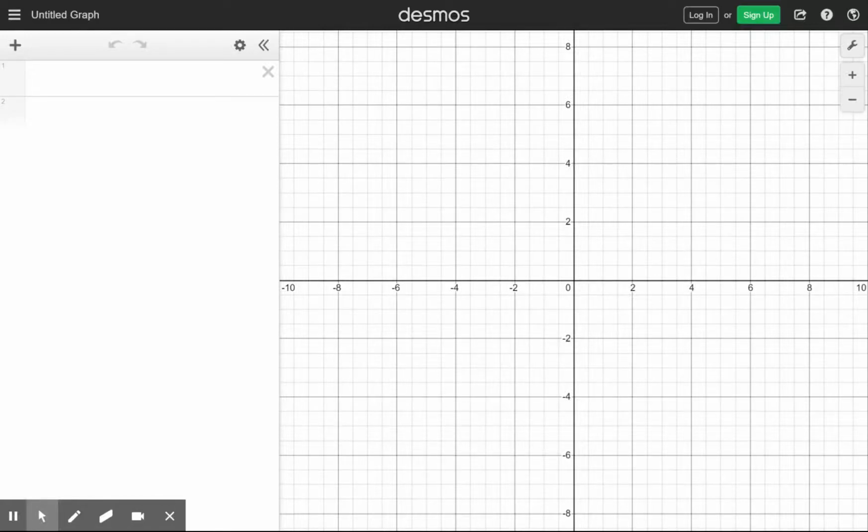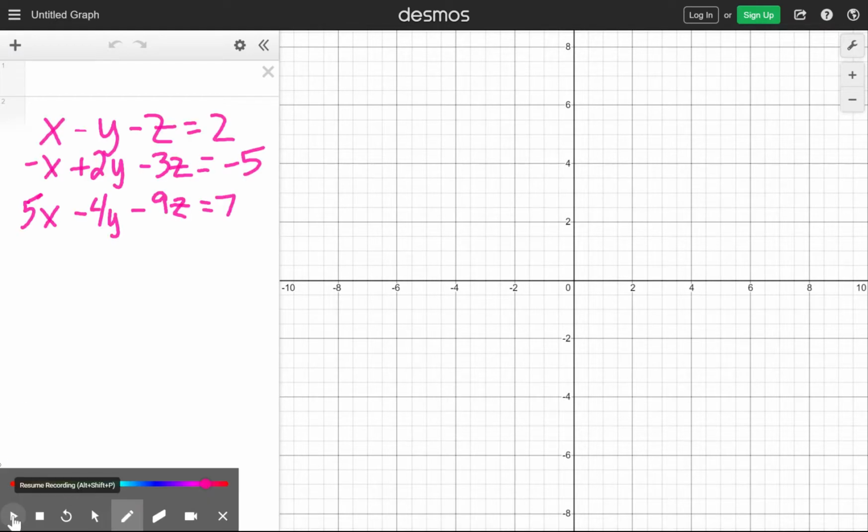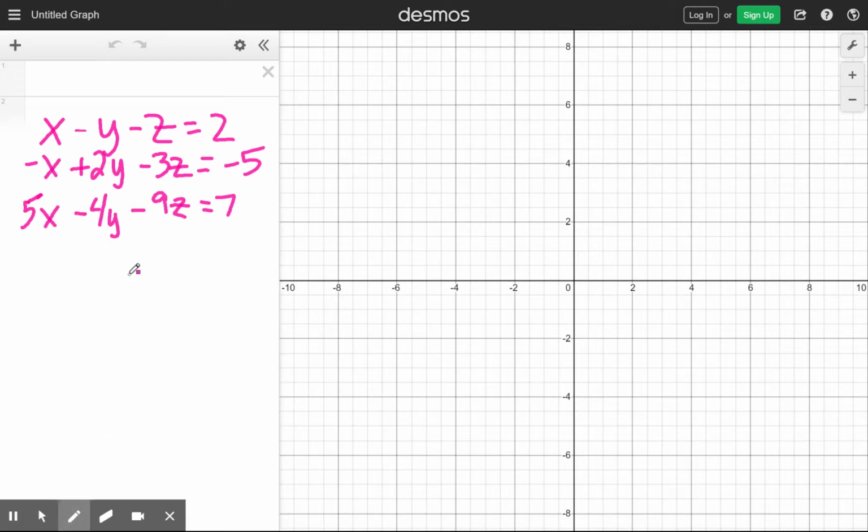Hi, in this video, we'll be solving a dependent system of equations in three unknowns. First of all, we need to try to get one of the variables to cancel out. So we'll be taking row 1 plus row 2 to get the x values to cancel out. And this is our first step.